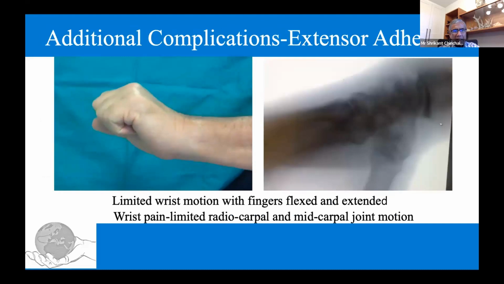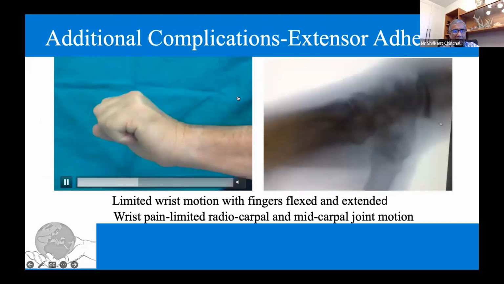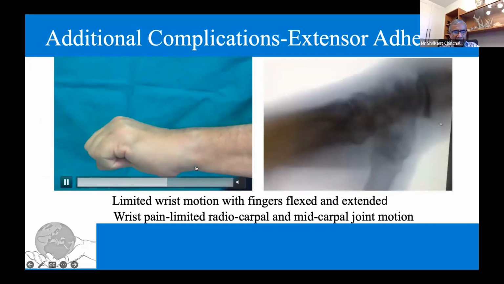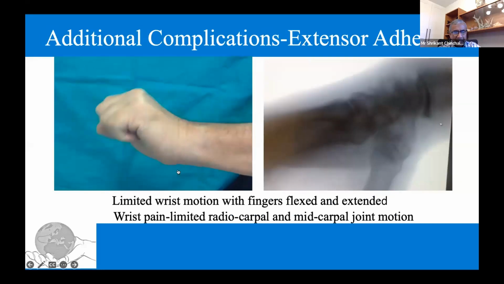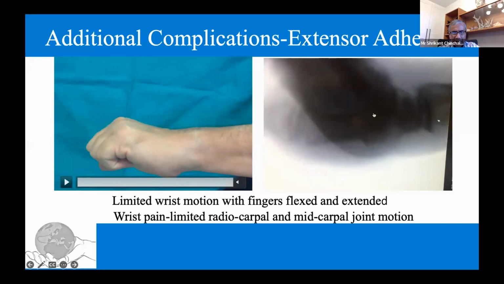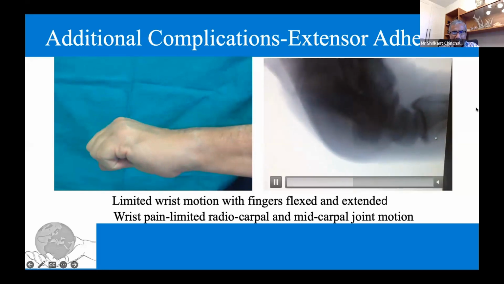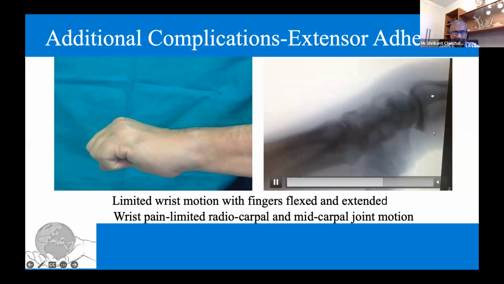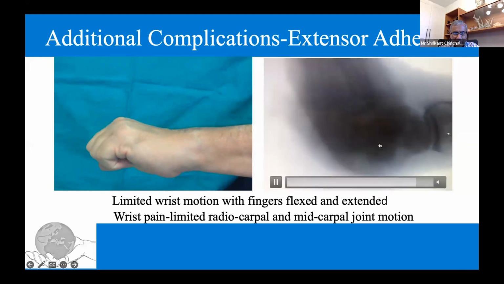So here we are looking at the complication that we identified fluoroscopically. Here, of course, he is moving his wrist in flexion and extension. His extension was good because the tendons were moving proximally. However, he could not flex his wrist completely.